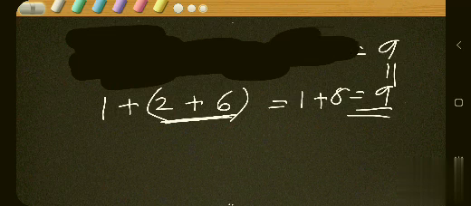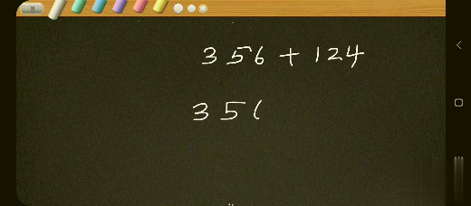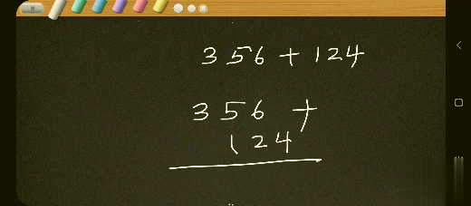Now let's move on to the addition. While adding two numbers, now please don't write. While adding two numbers, suppose we have to add 356 plus 124. How can we add? Don't do, just listen. How to add this? Can we add like this? 356 plus 124. And can we add like this? No, this is wrong. Why?